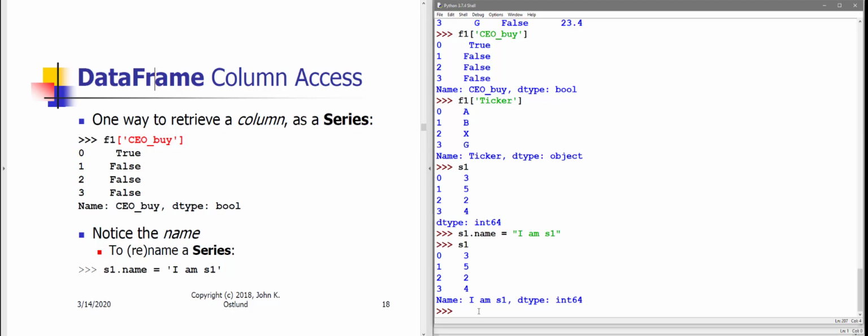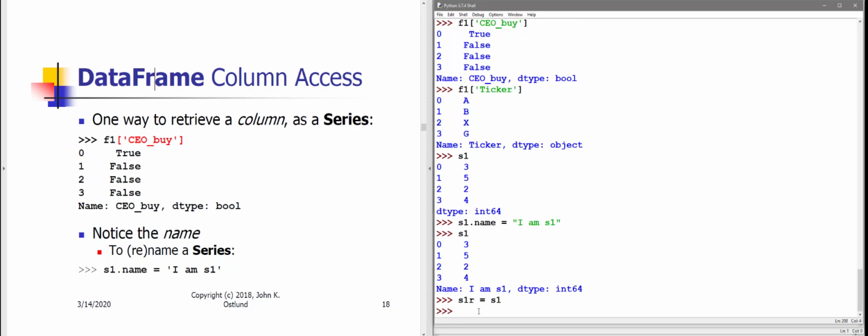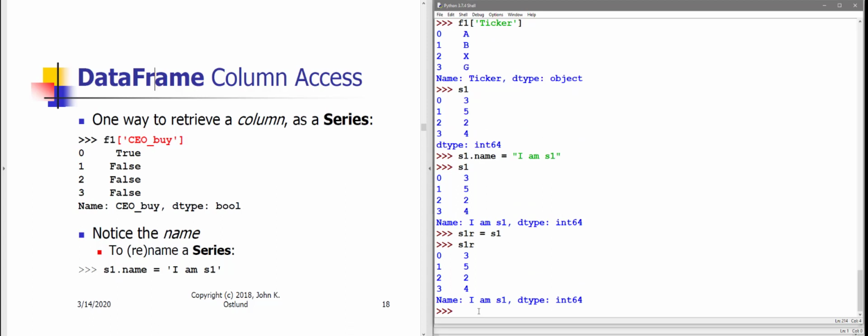All right, so that's internal within the series. If I were to come along and say S1R for S1 reference, now S1R refers to the same object as S1, and so if I display S1R, it is the same series with its internal name IMS1.